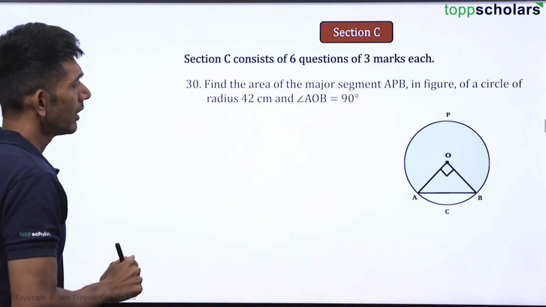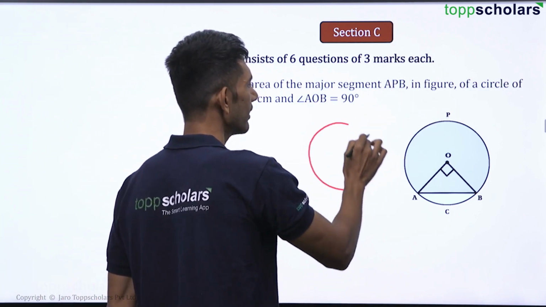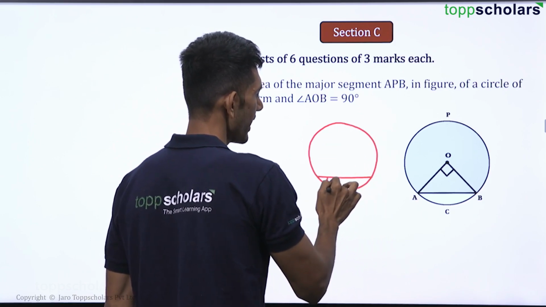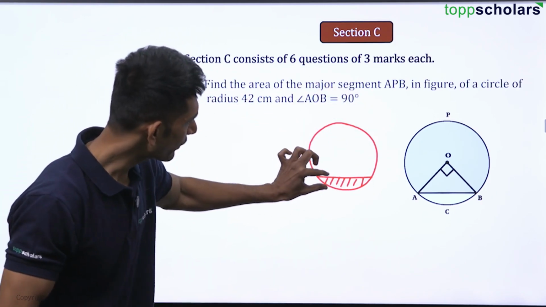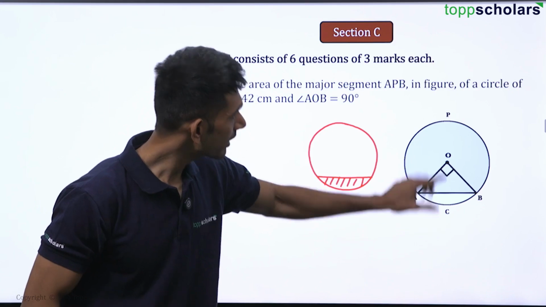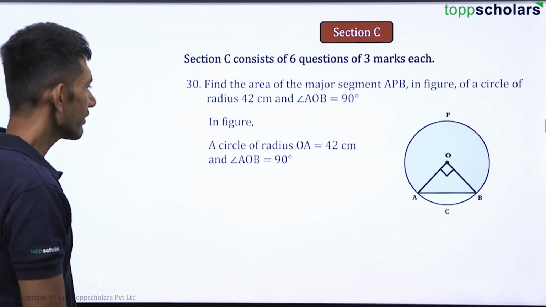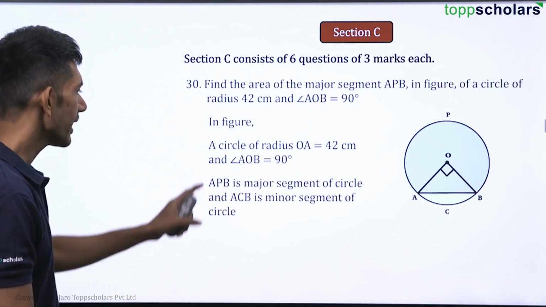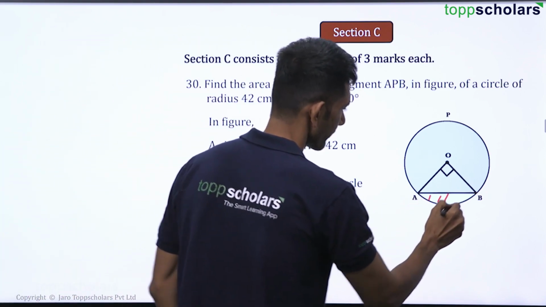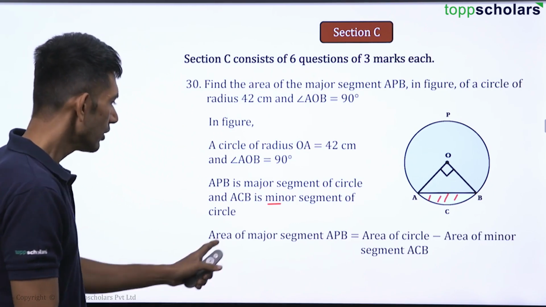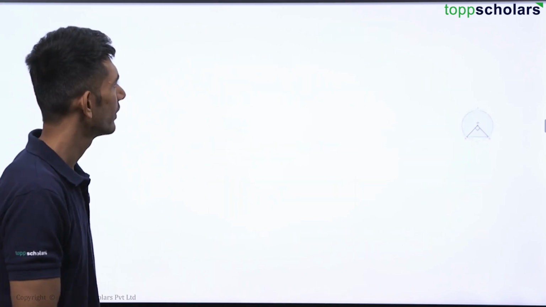Now, understand. Can I say area of the major segment will be equal to area of the entire circle minus the area of the minor segment? Obviously. So I need the entire circle and I want to remove this part, the light colored part, so that I get the upper part. Okay. So radius is 42. Now here can I say APB is the major segment of the circle and ACB is the minor segment. See, this is minor. So area of the major segment will be area of the circle minus area of the minor segment, as we discussed right now.